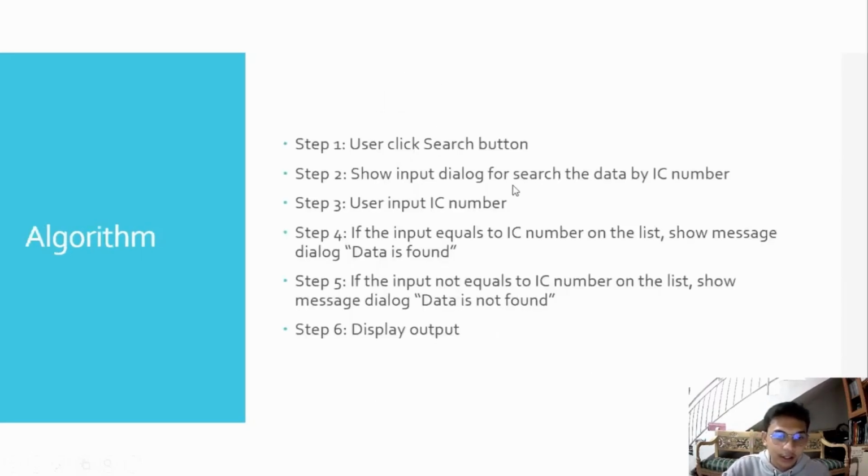Okay, I will explain about the algorithm in this operation. Step 1 is the user clicks the search button, and after that step 2 is show input dialog to search the data by IC number, and step 3 is the user inputs the IC number, and step 4 is if the input equals the IC number on the list, show message dialog data is found. Step 5 is if not, show message dialog data is not found, and after that step 6 is display output.